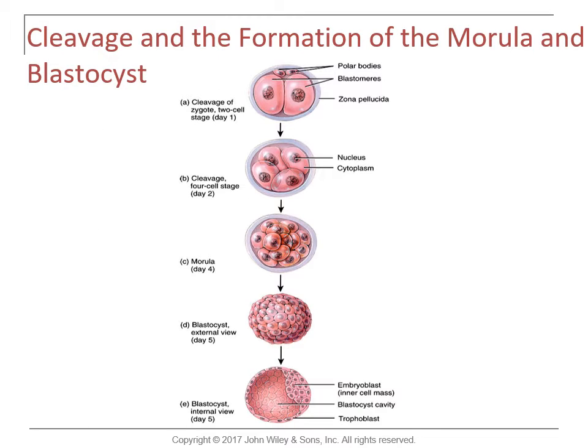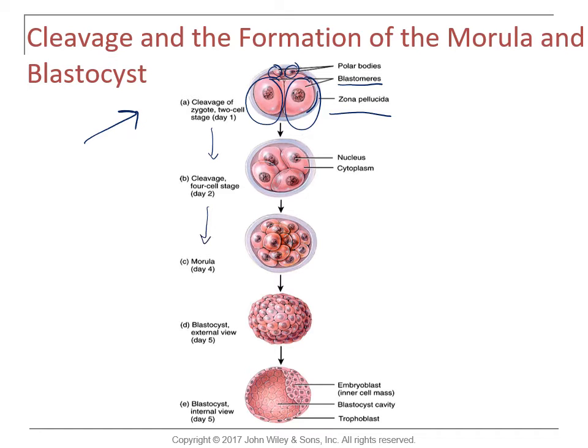Cleavage and the formation of the morula and blastocyst. Here, on day 1, as we can see, we have the polar bodies, the blastomeres, and the zona pellucida. Day 1 after fertilization, rapid mitotic cell divisions of the zygote, called cleavage, take place. The first division of the zygote begins about 24 hours after fertilization and is completed about 6 hours later. We're going to see how each succeeding division takes less and less time.